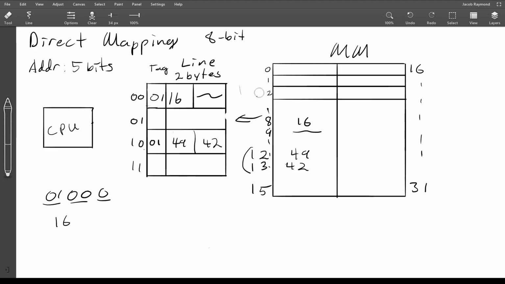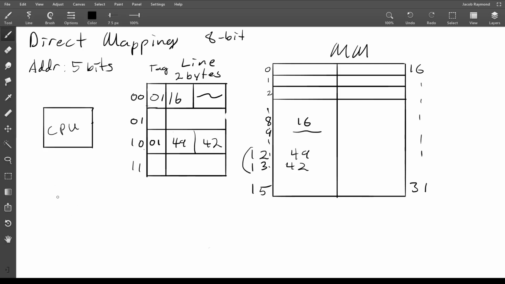Okay, so just for one other address, let's say now we try to access address number 13, and 13 is going to be 01101. So this right here is going to be the tag, and that's going to be the index. So now the CPU sends over 13 and says, hey, I want the information at location 13. So what does it do?